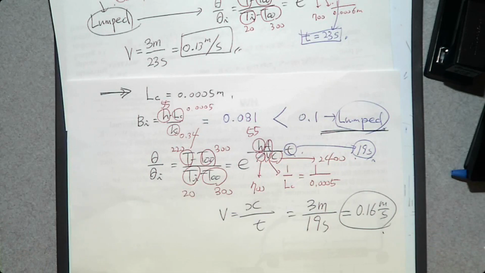So what's going to happen? The company is going to get more money, and the guy who is packing the cereal box is going to be unhappy because the velocity has been increased, right? So that's everything about lumped system analysis. Any question?